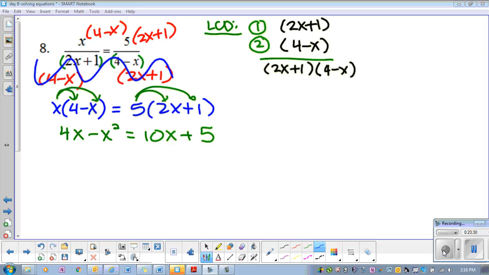All right, so we need to make this equal to 0. And I don't like it when it's a negative x squared. I always want to make it positive. So I'm going to add the x squared.